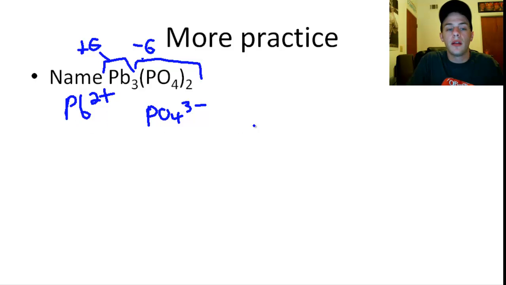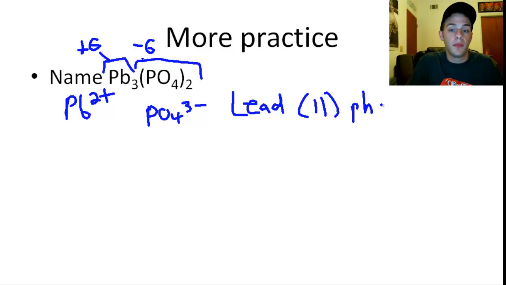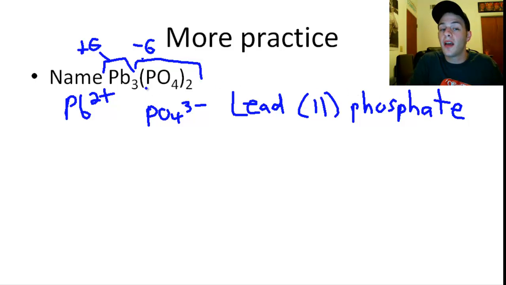Pb2+ ion. And the way that we would name this, now that we know the charge of our cation, is going to be lead 2 phosphate. Remember, because the Roman numeral does not tell us how many cations there are, instead it tells us the charge of the cation that is in our formula unit. So lead 2 phosphate. Okay?